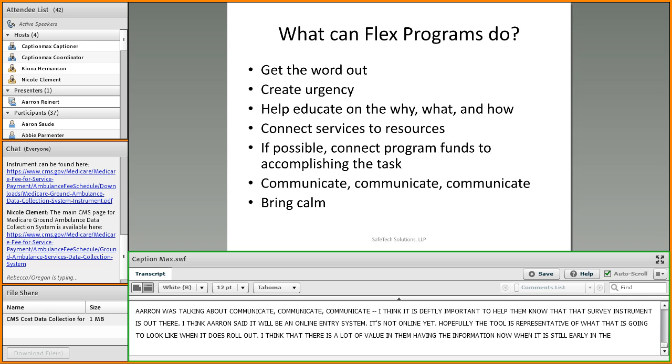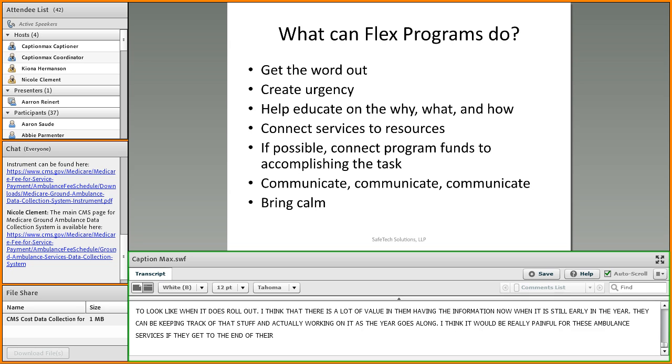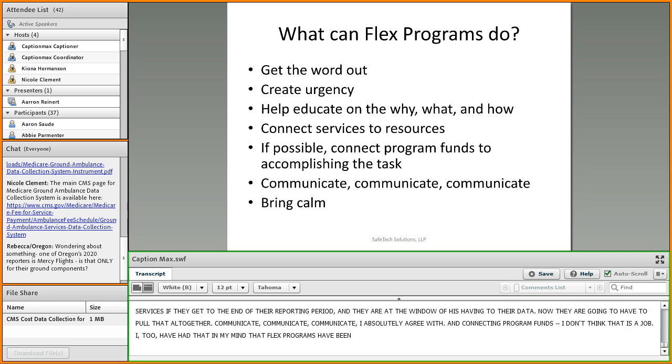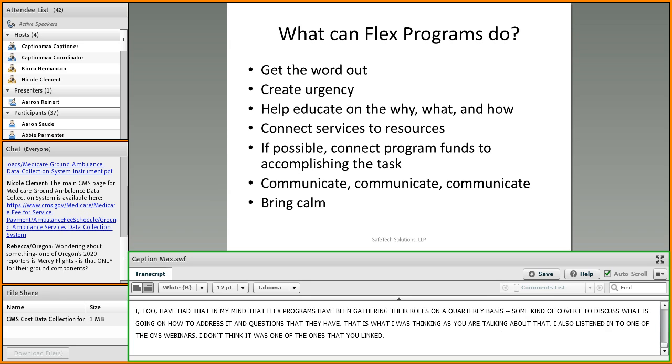So before people start asking questions, and hopefully you guys have questions, I just wanted to say, and just to go back one slide where Erin was talking about communicate, communicate, communicate. I think it's definitely important to help them know that that survey instrument is out there. You know, I think Erin said it's going to be an online entry system. It's not online yet, so hopefully the tool is representative of what that's going to look like when it does roll out. But I think that there is a lot of value in them having the information now when it's still early in the year, and they can be keeping track of that stuff and actually working on it as the year goes along. I think it's going to be really, really painful for these ambulance services if they get to the end of their reporting period and now they're into their 5-month window for actually having to submit the data, and now they're going back and trying to pull that all together.